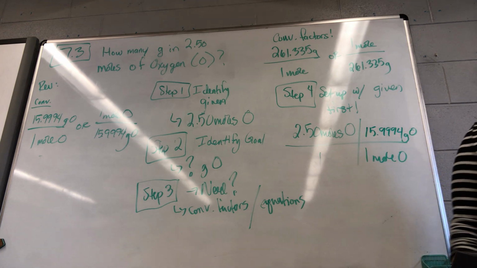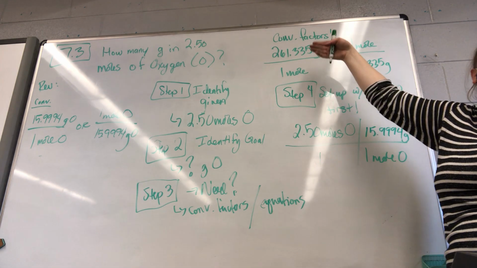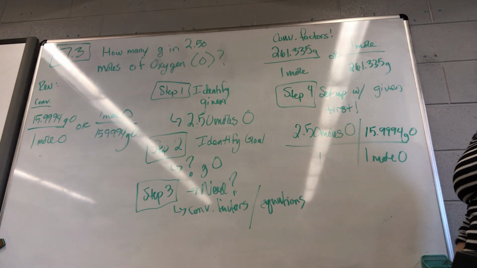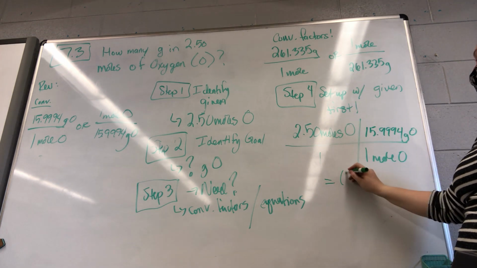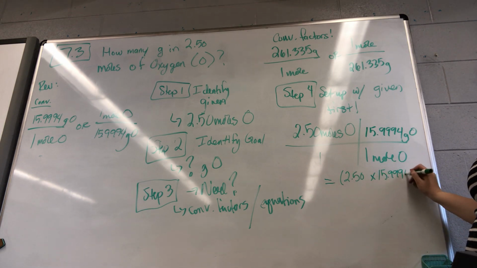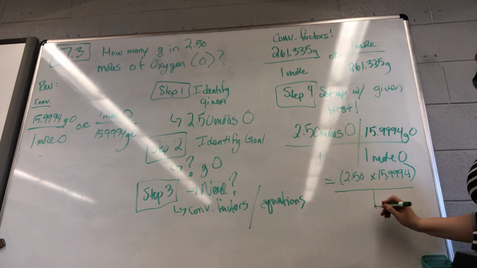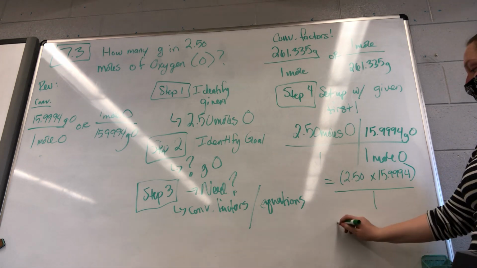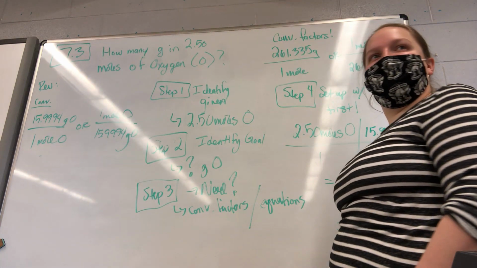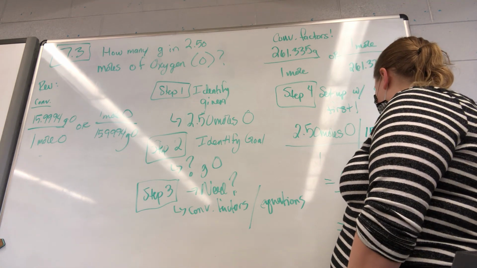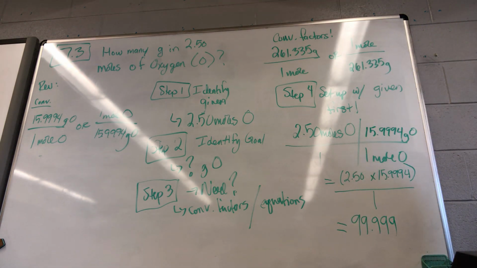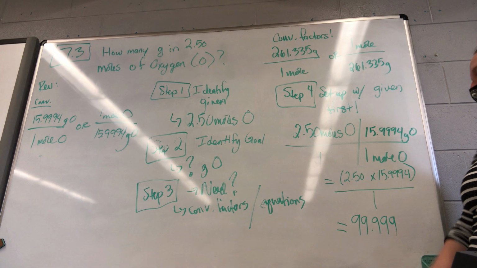Brief review, because the next thing we're going to do is we're going to use the actual molar mass of a compound to do the same exact type of process. Okay? Then when we do this, we multiply across, right? So we do 2.5 times 15.9994, all divided by 1. And then what do we get? I did that on purpose. 3 9s? Here's a question. It's 39.